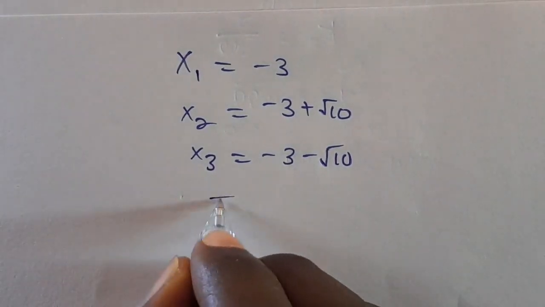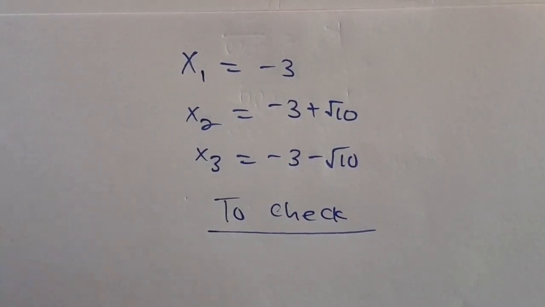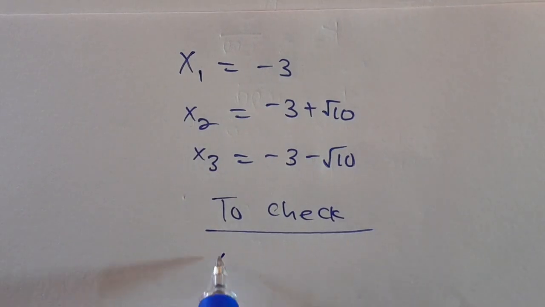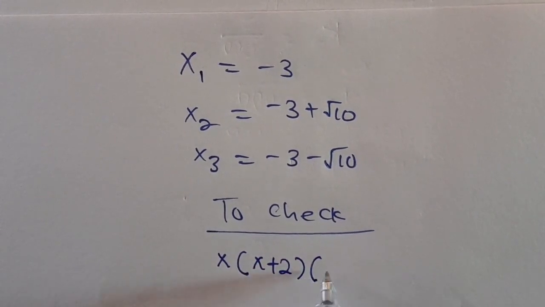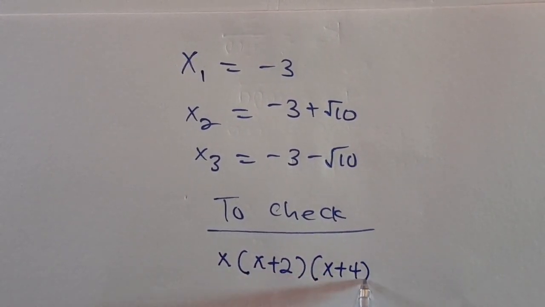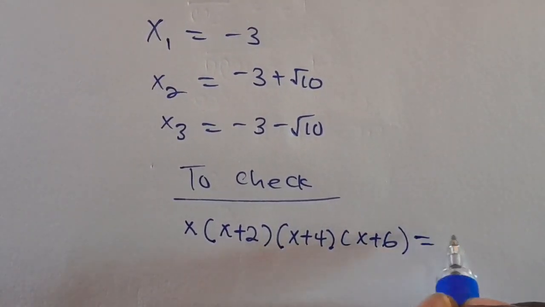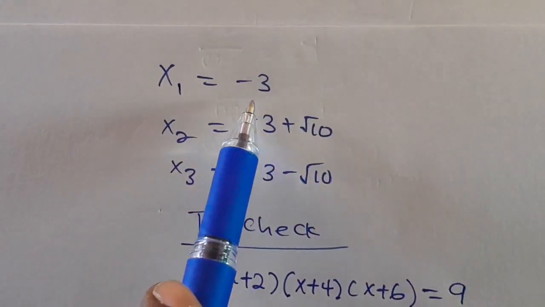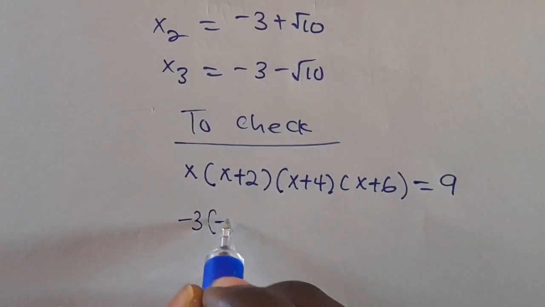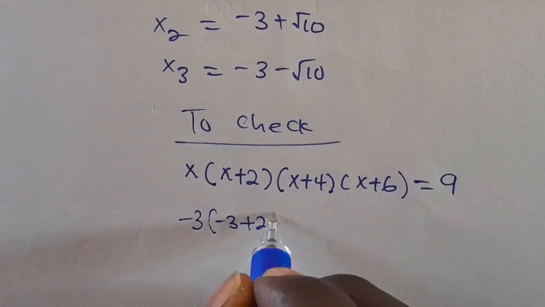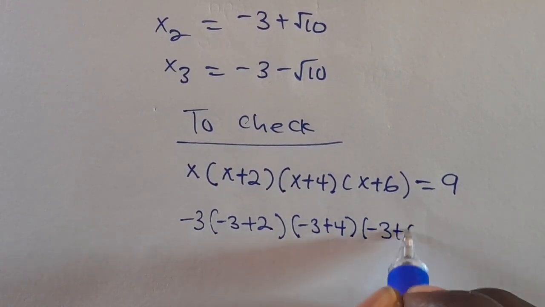Now to check, we have to recall that x into (x + 2), again (x + 4), again (x + 6), equals 9. We test for just one real solution. When x equals minus 3, we have minus 3, then minus 3 plus 2, minus 3 plus 4, and minus 3 plus 6.